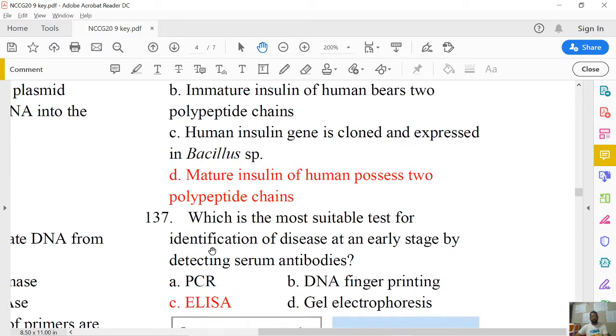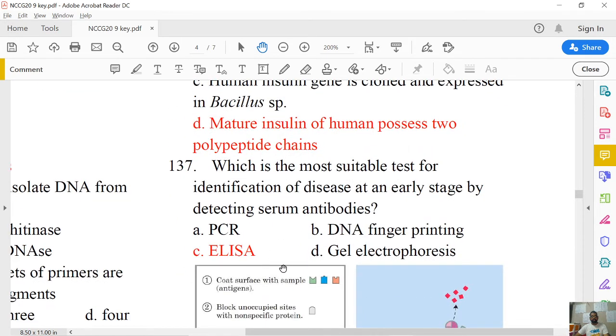Which is the most suitable test for identification of disease at an early stage by detecting serum antibodies? See, PCR cannot be used for the amplification of serum antibodies, so it is wrong. If it is for the early detection by using the genetic material, it can be PCR. DNA fingerprinting, no. The answer is actually ELISA.